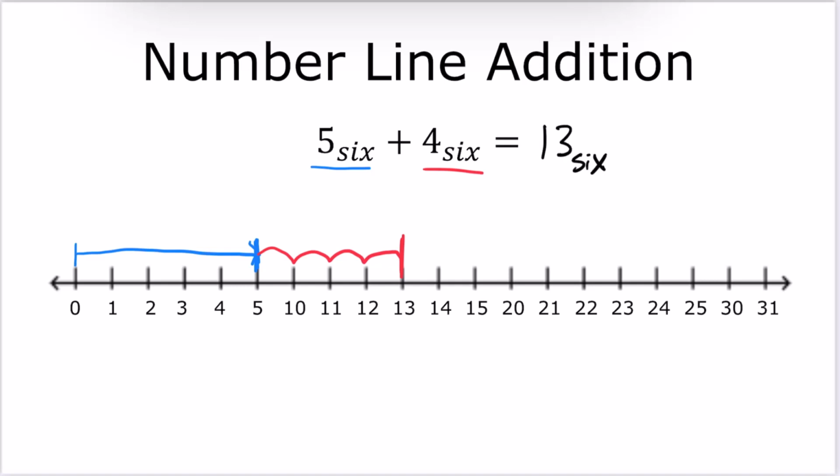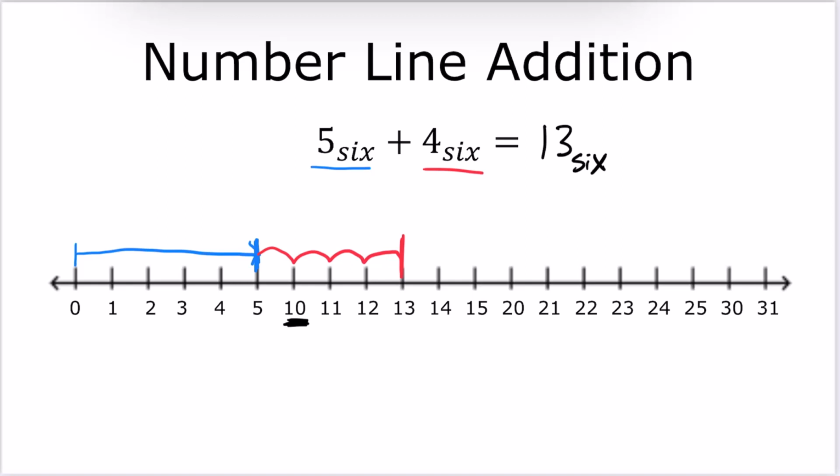Remember, in base 6, once you get up to the number 6, you change place values. So in base 6, this notation that looks like a 10 actually represents the amount of 6 things, because it's saying that you have a 1 in the 6's place value and a 0 in the 1's place value. So in base 6, 5 plus 4 would equal 13, but it still represents the number 9.